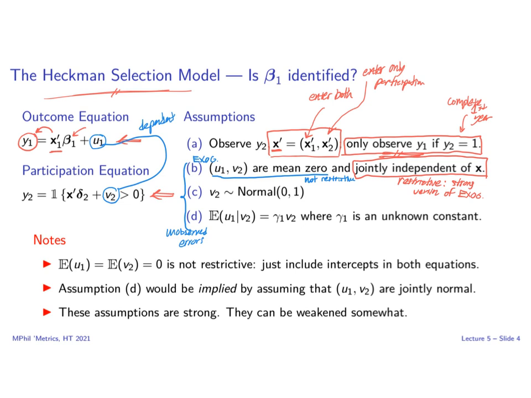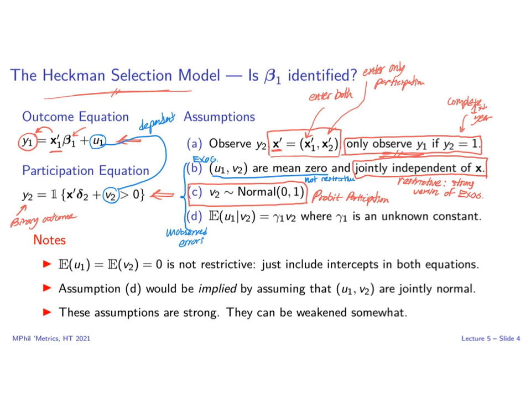Notice that the participation equation is, in fact, a binary outcome model, much like the ones that we studied in an earlier lecture. Assumption C on this slide says that it's, in fact, a probit model, because the error v2 is assumed to be standard normal.